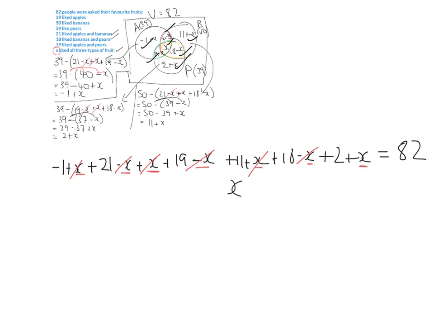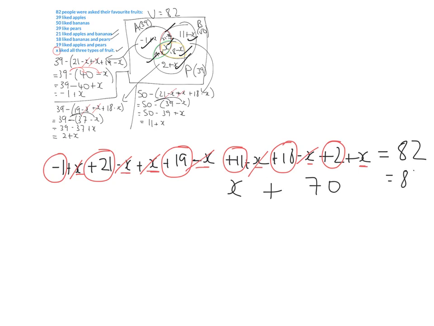And then I need to look at all the numbers. So I've got minus 1 plus 21 plus 19 plus 11 plus 18 and plus 2. So we're going to pop that into our calculator and get an answer. And when you add those all together in your calculator, you're going to get plus 70. And that equals 82. So we want to get x by itself, so you're going to minus 70 from both sides. So therefore x is equal to 12.